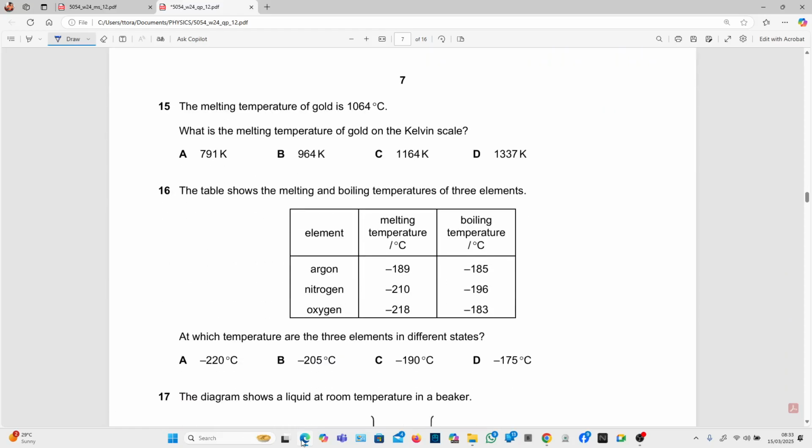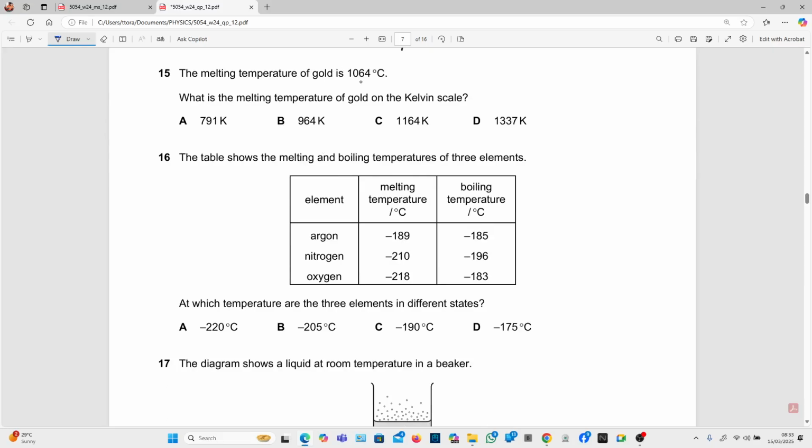Now looking at question number 15, the melting temperature of gold is 1064 degrees Celsius. What is the melting temperature of gold on the Kelvin scale? When it comes to the Kelvin scale, we know that this is going to be equal to 273 plus the temperature that we have. So over here we've got 1064. 273 plus 1064 turns out to be 1337 Kelvin. So D would be the answer to this part of the question.